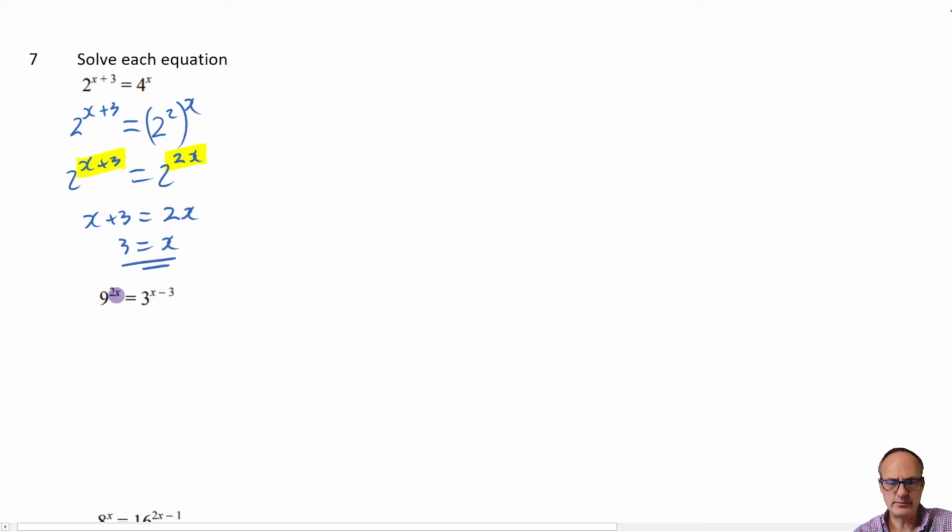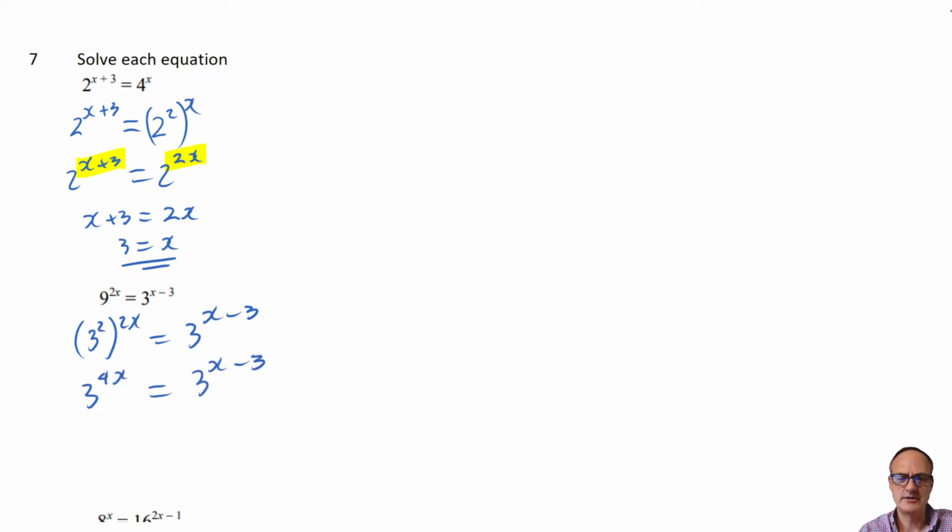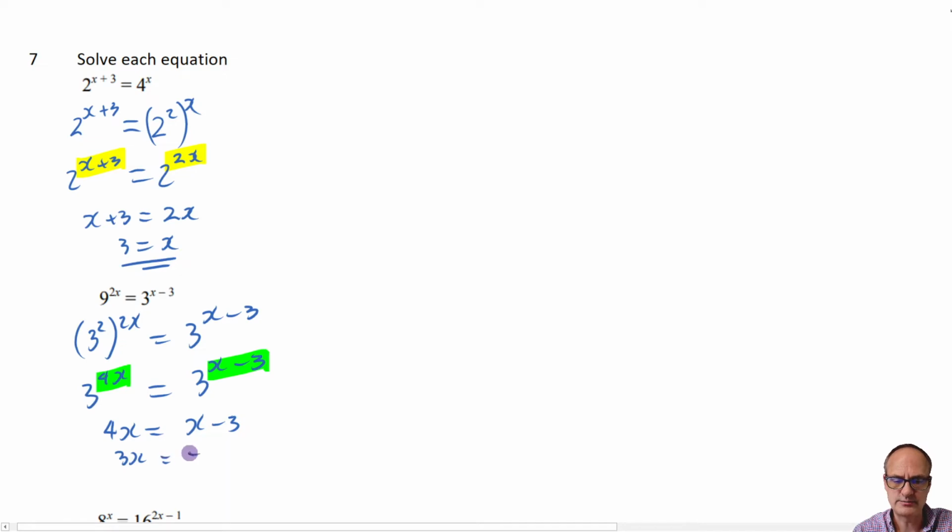On this one, we're going to write this in powers of 3. So 9 is 3 squared, to the power of 2x, equals 3 to the x minus 3. So we get 3 to the 4x equals 3 to the x minus 3. We've got 3 to the something equals 3 to the something, so the two somethings must be equal. So 4x equals x minus 3, so 3x equals minus 3, so x equals minus 1.